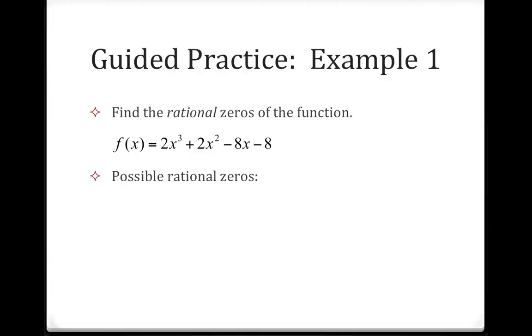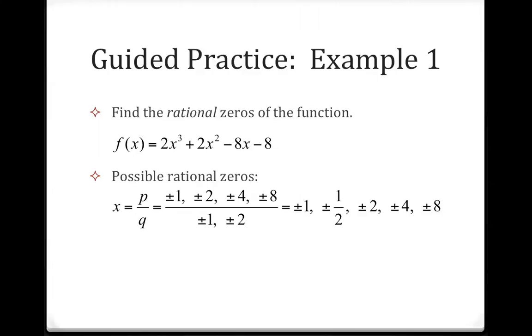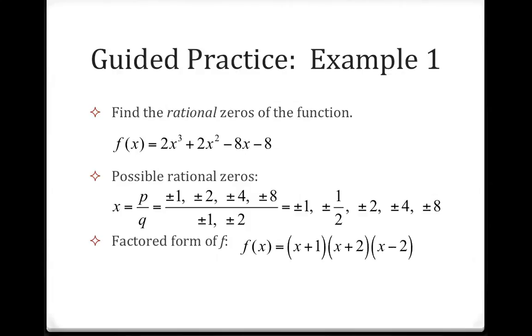All right, so starting with the possible rational zeros, we're going to take the factors of -8 over the factors of 2, and all of the different combinations ultimately end up giving us plus or minus 1, plus or minus 1/2, plus or minus 2, plus or minus 4, and plus or minus 8. So when we start testing those, we find out that -1, -2, and +2 are all zeros that would work.